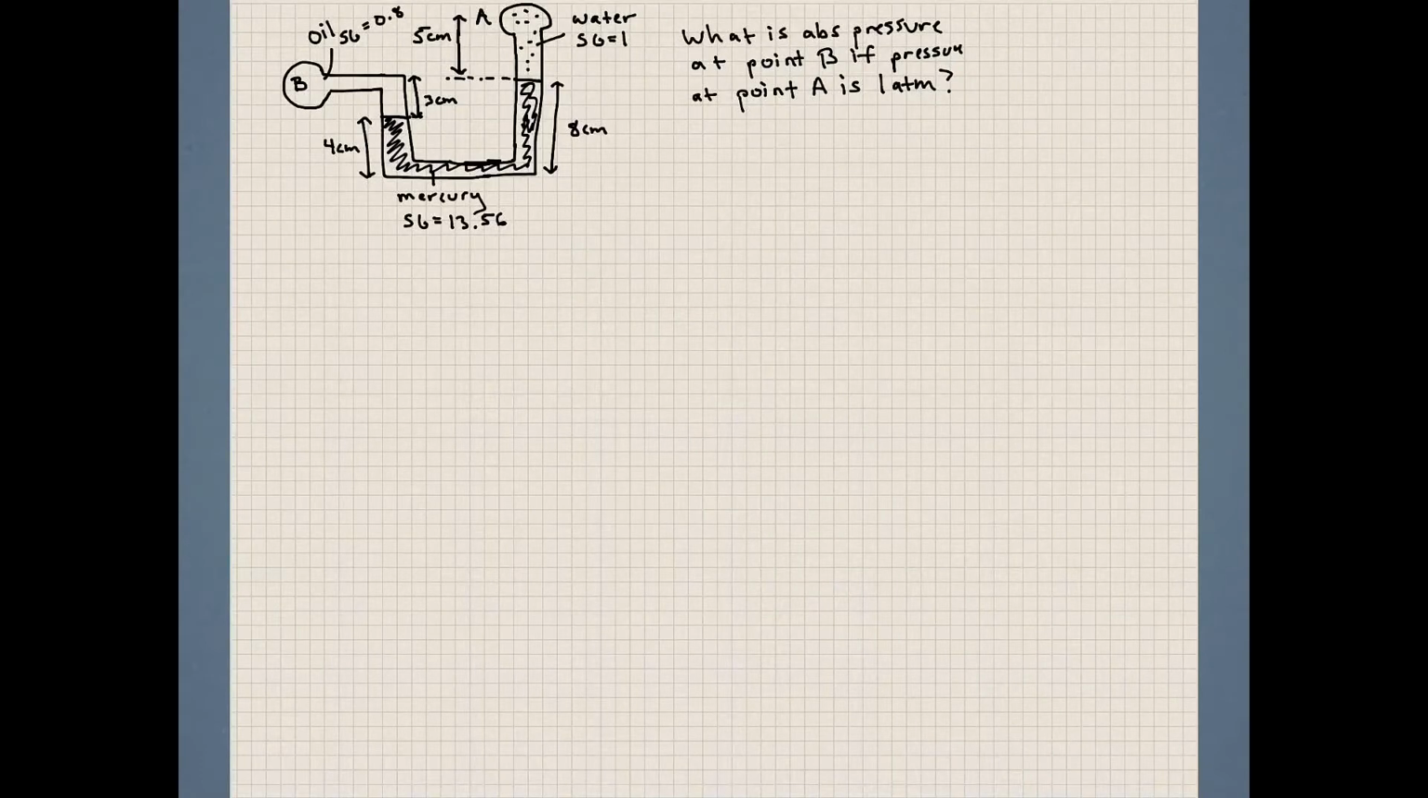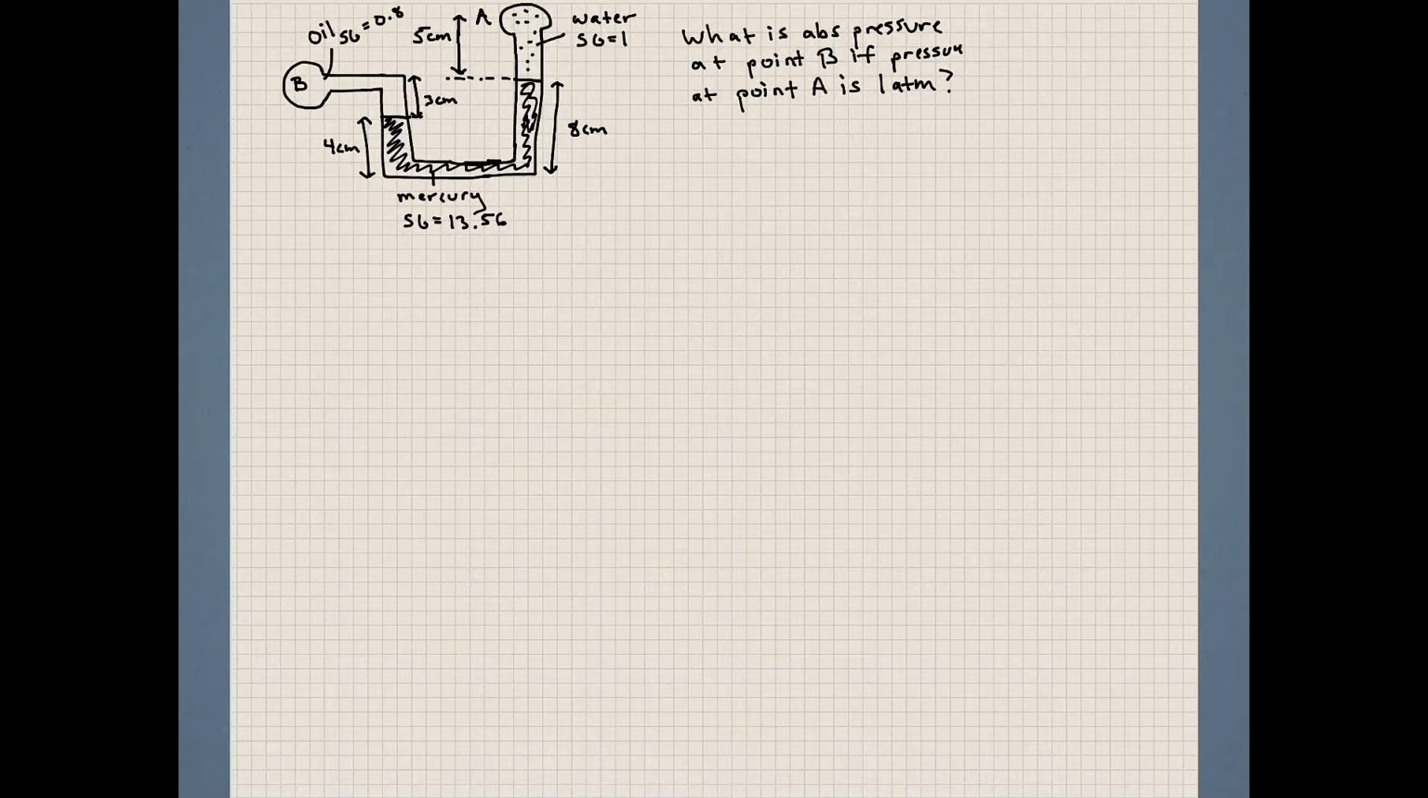Alright, let's work some problems. The first problem I want to work is a manometer problem. The second is also a manometer problem, since we're dealing with pressure. We can come back and have a discussion about temperature later, but that's somewhat simpler to understand. Pressure is a little bit more abstract.